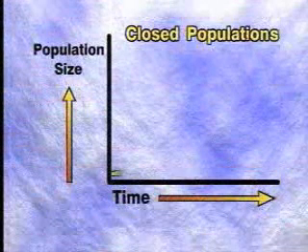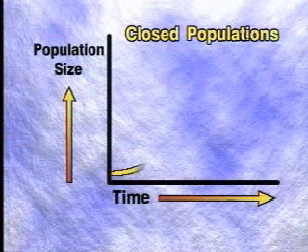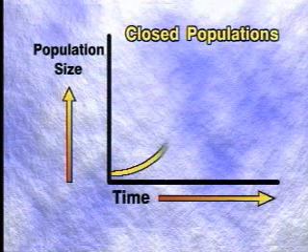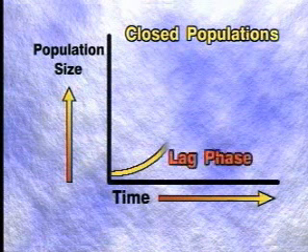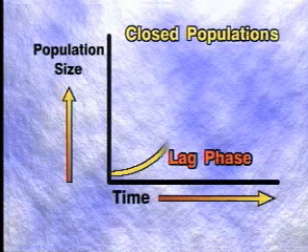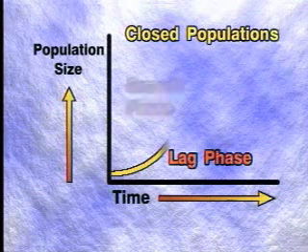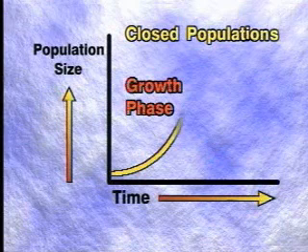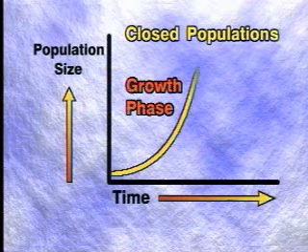For the first few days, there was not much growth in population size, since the eggs were just hatching and the shrimp were maturing. This is called the lag phase, a period of very little growth. But in the following days, the number of births was high. This is called the growth phase, a period of very fast growth.